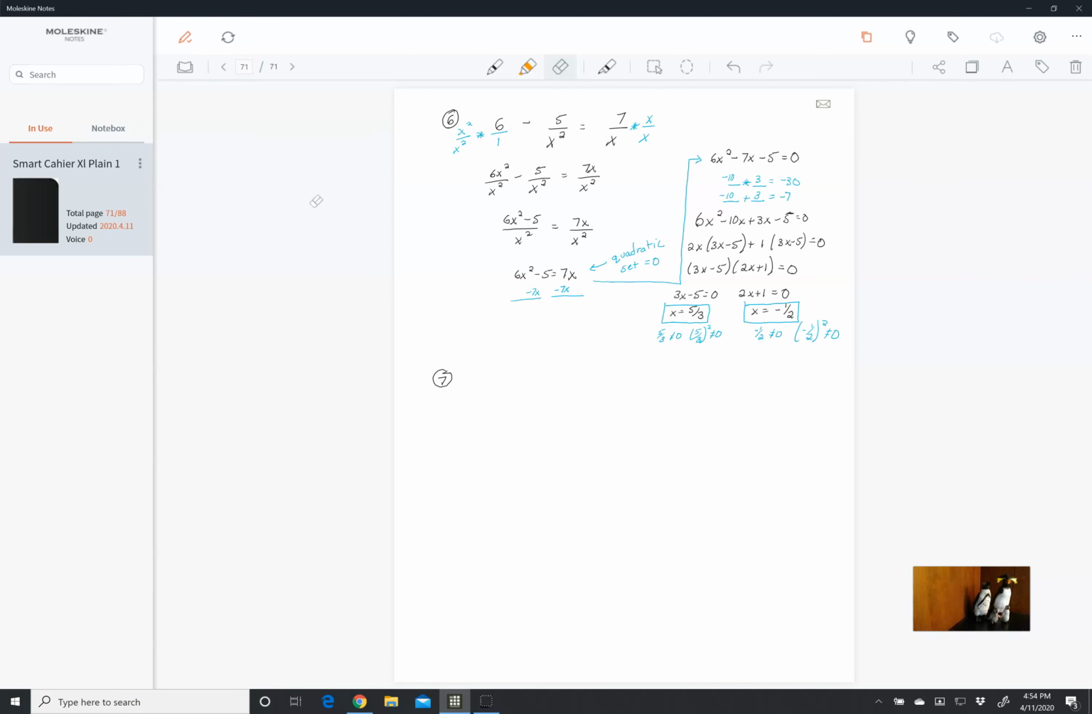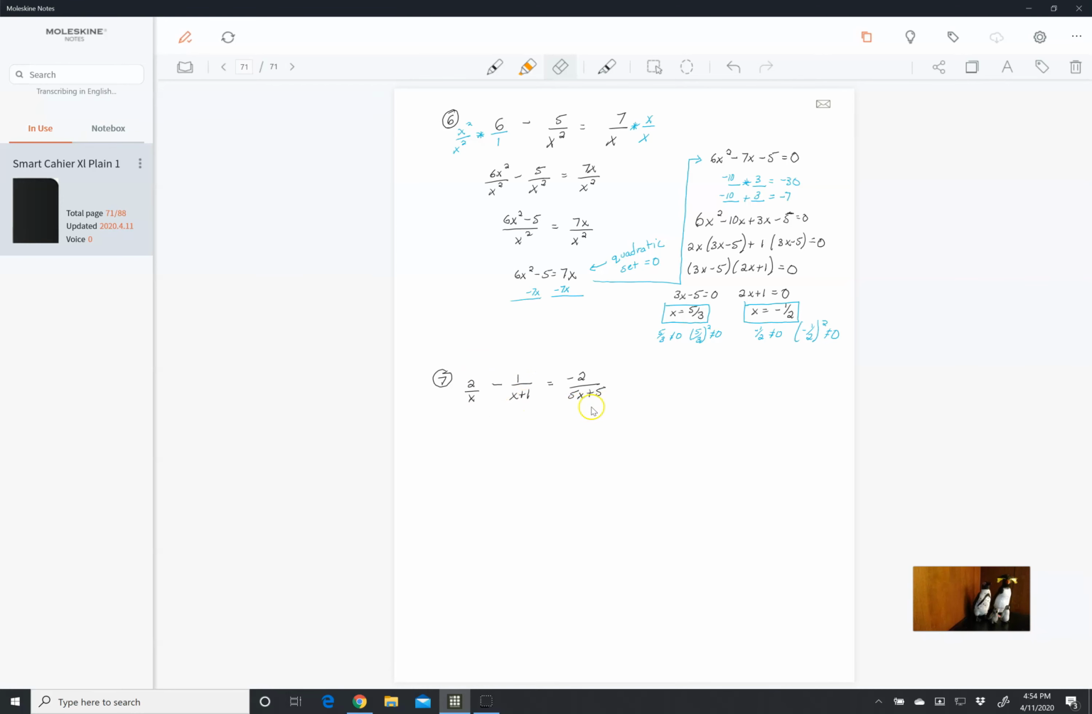Let's do 2 over x minus 1 over x plus 1 is equal to negative 2 over 5 times x plus 5. So I'm going to put in an extra step. We have to factor first, because not all of these have been factored. 5x plus 5, we can factor out a 5.